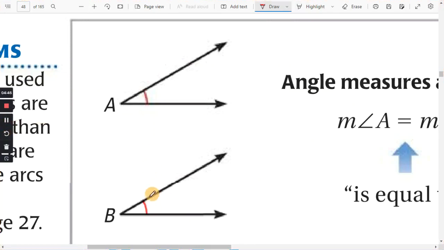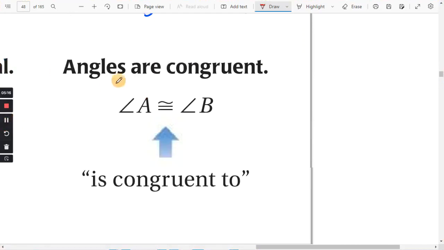Okay, you can mark angles congruent by the same number of marks. So see here, angle B has this one red mark. Angle A and angle B, they have one red mark. Okay, you can do it with 2 red marks. And as long as they both match, they're congruent. You can do it with 3 red marks. And if they both match, that means they are congruent. So you can say angle A is congruent to angle B.